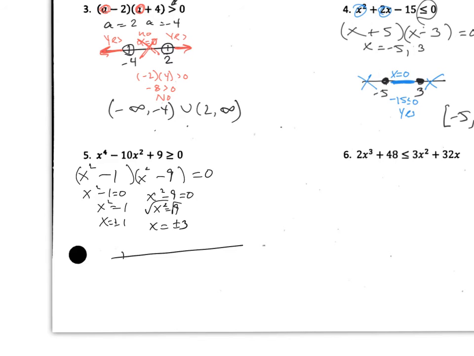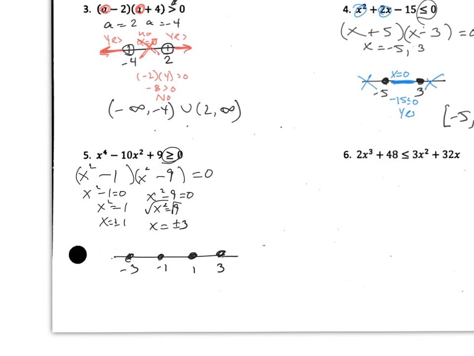So we have negative 3. That's the smallest number. Then we have negative 1. Then we have positive 1 and positive 3. Now there's a line underneath this inequality, so all of these are solid, which translates to squared off brackets.